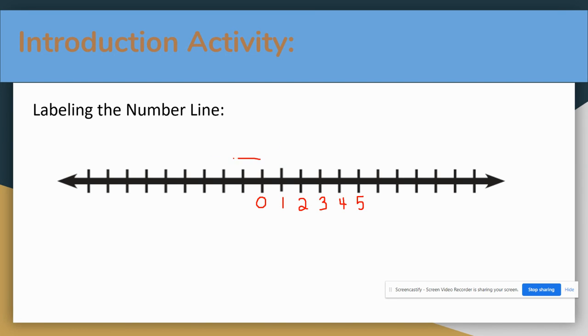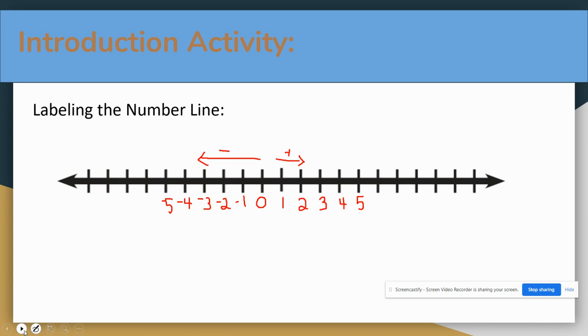To the left of 0, I know that all my numbers need to be negative. And so just like 1 comes right after 0 in the positive direction, -1 has to come right after 0 in the negative direction. So I'd have -1. And then, just like positive, we could do the opposite: -2, -3, -4, -5, and so on.